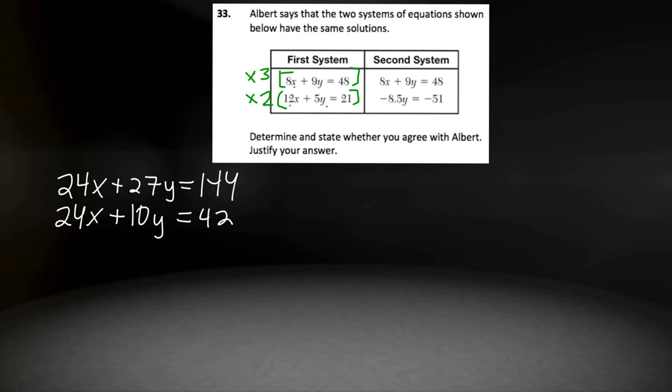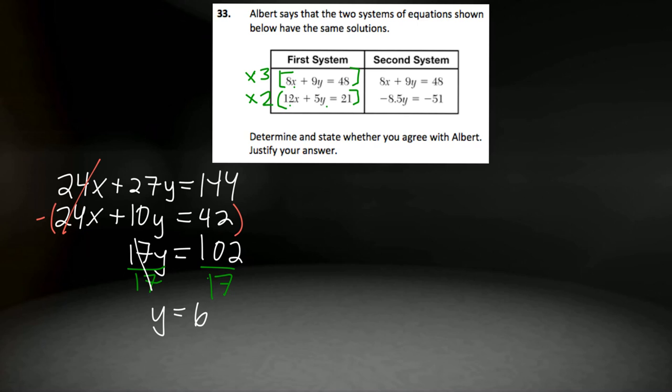Great, now that we have both the same number of x's, we can subtract this to make those x's cancel out, and then we'll be left with 27 minus 10, that's 17y, equals 102. And then finally, we will just divide both of these numbers by 17, canceling that out, and we'll get y is equal to 6.